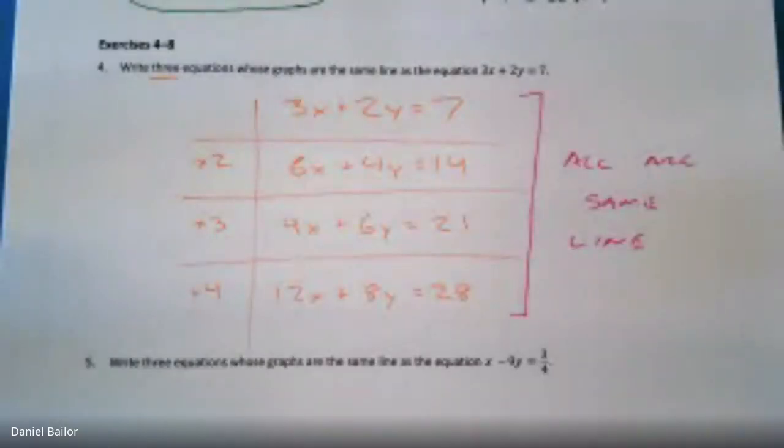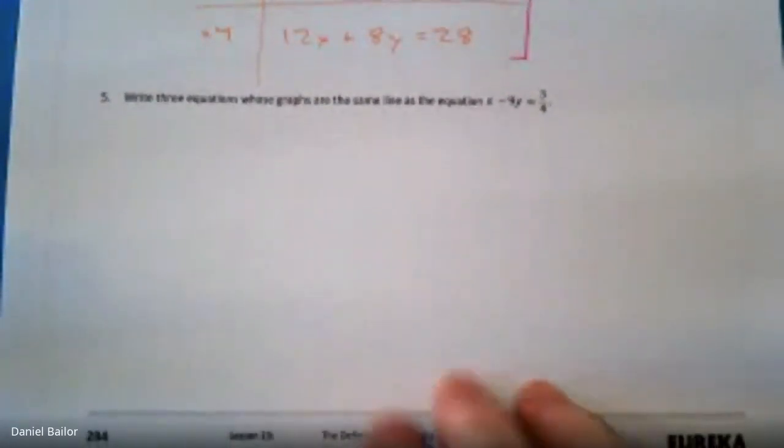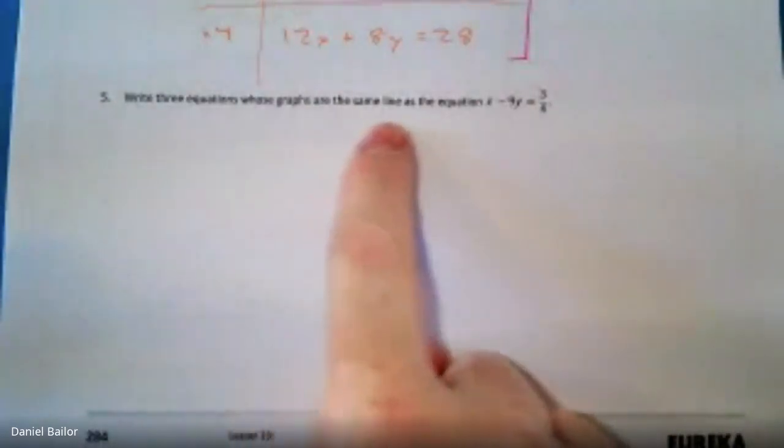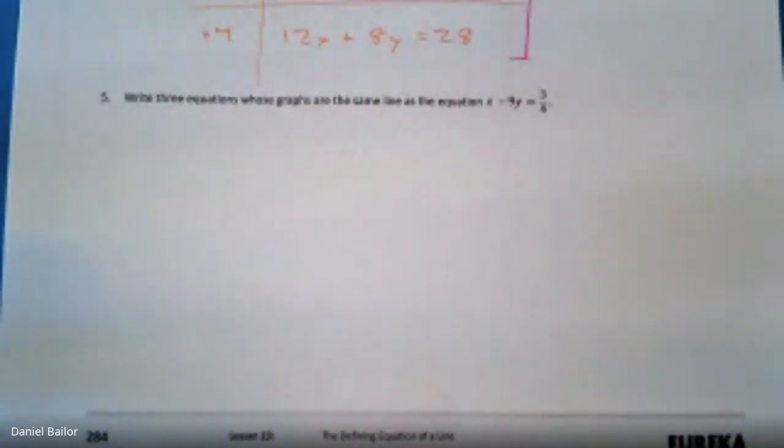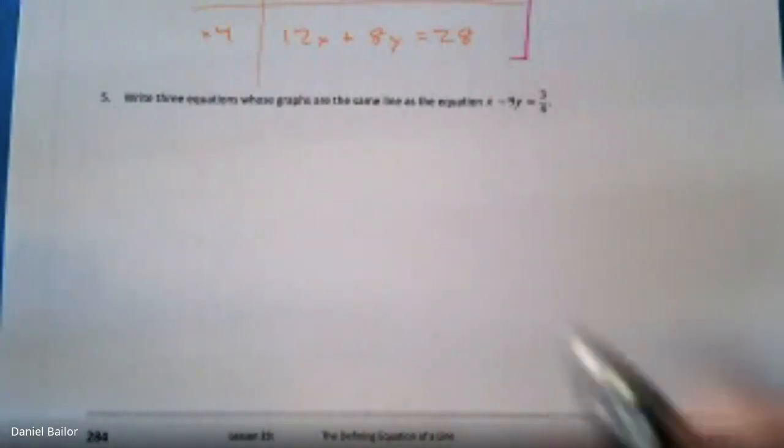And I proved already in my first 3 exercises that that's how it works. I can just find 3 lines. Same thing for exercise 5: three equations whose graphs are the same line. So if you want, you can just do this the same.